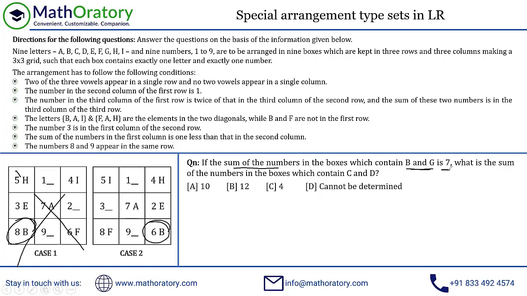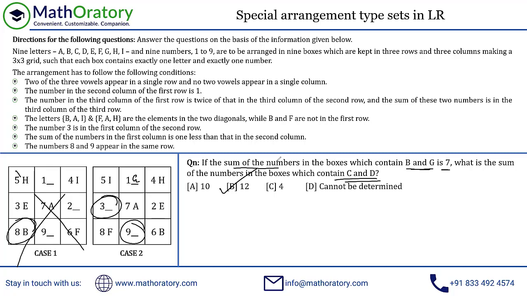And then the B and G sum should be 7. So G should be along with 1, right? So we have the G here. So what is the sum of the numbers in the boxes which contain C and D? So C and D have to be occupying these two boxes in some order. We don't know what that is, but whatever order you pick, the sum will always be 12, right? The answer to this question should be option D.